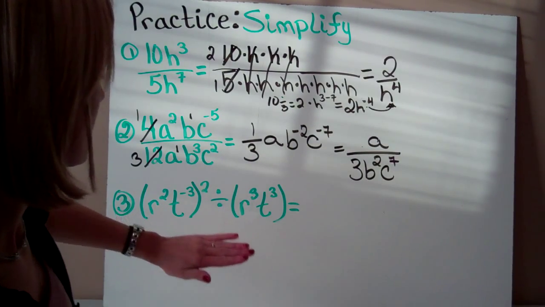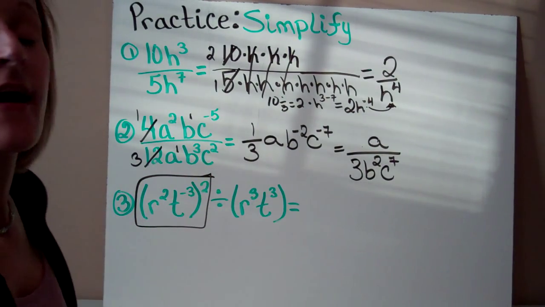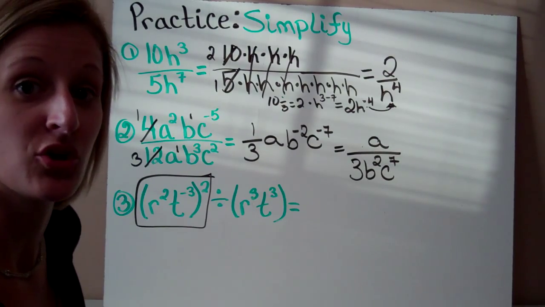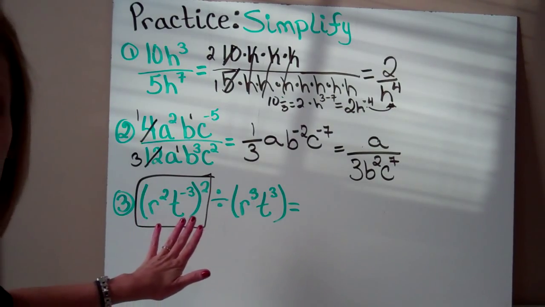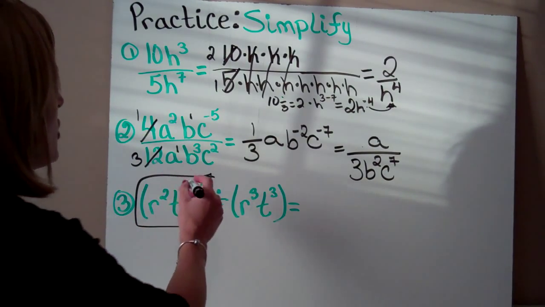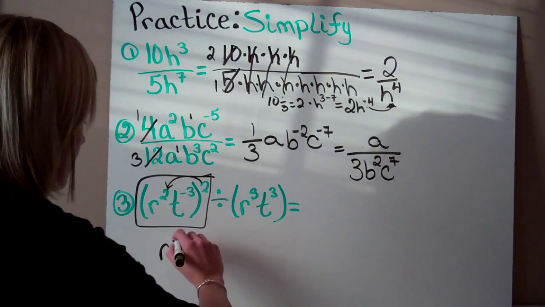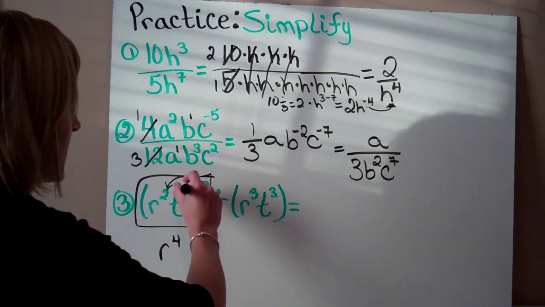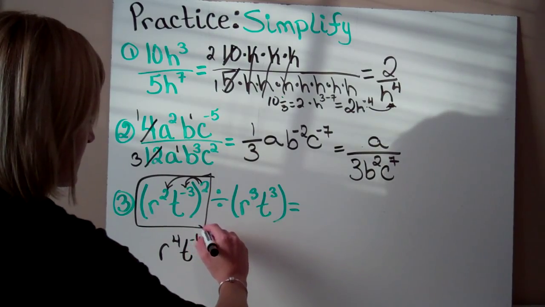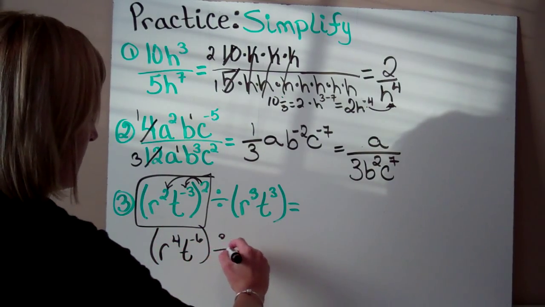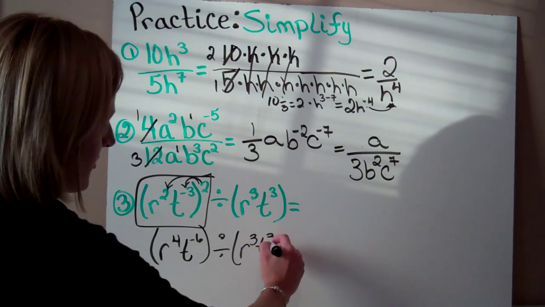All right, let's try this one. Now, notice right here, I have a power of a polynomial that we learned in multiplying binomials or exponents. So let's fix that first. I'm going to do 2 times 2, which is r to the 4th. Then I'm going to do 2 times negative 3, which is t to the negative 6. So now I have that divided by r to the 3rd, t to the 3rd.